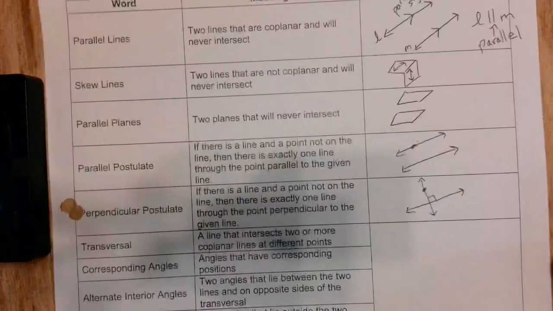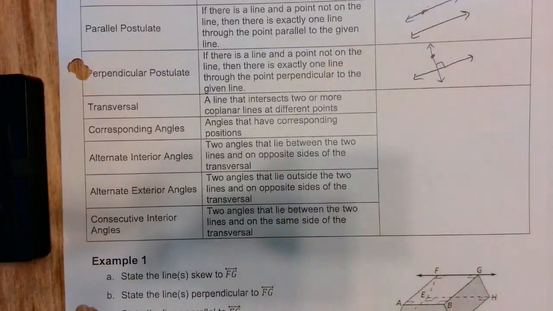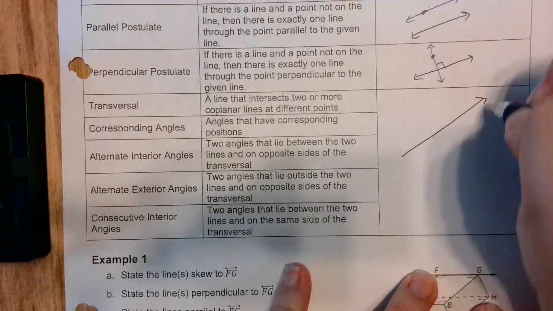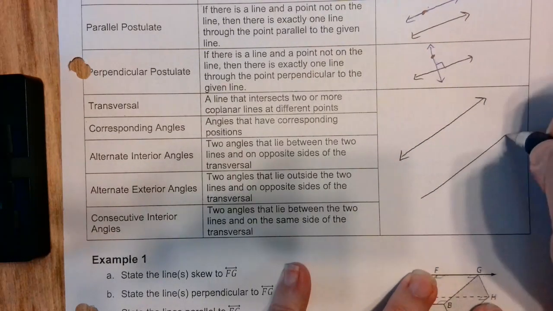Now these words are important. Parallel is important. We'll use the word parallel a lot. But these bottom vocab words here, these 5 vocab words, are extremely important. So we're going to do one picture for all of them.